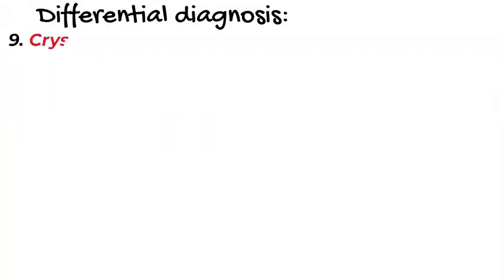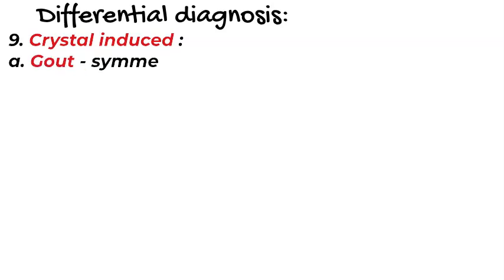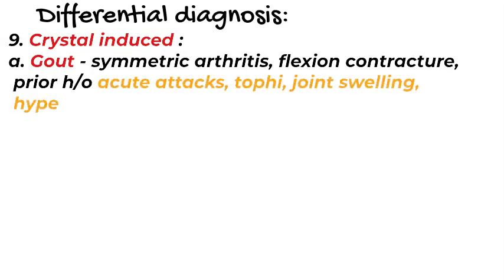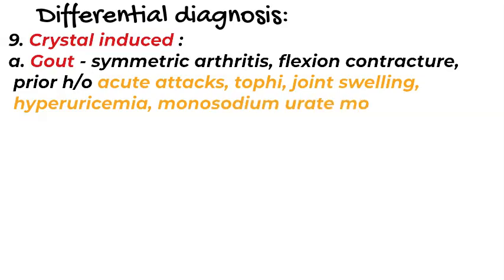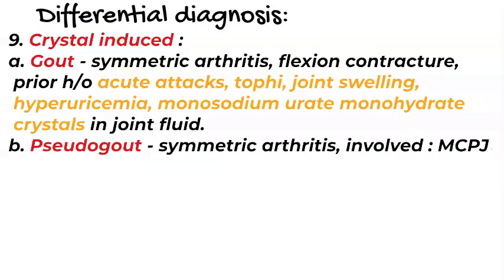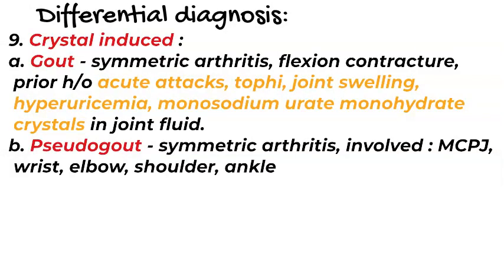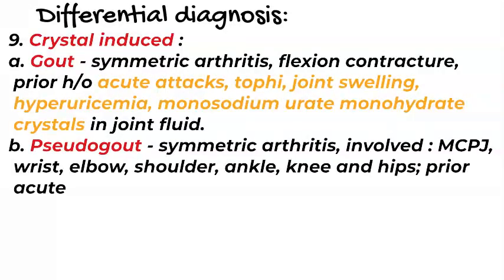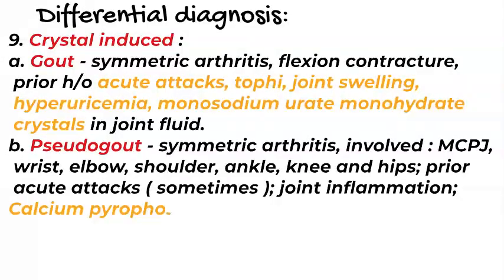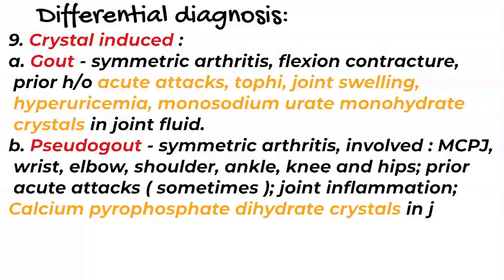Number 9. Crystal induced. A. Gout, symmetric arthritis, flexion contracture, prior history of acute attacks, tophi, joint swelling, hyperuricemia, monosodium urate monohydrate crystal in joint fluid. B. Pseudogout, symmetric arthritis, involves the metacarpophalangeal joint, the wrist, the elbow, the shoulder, the ankle, knee and hips. Prior acute attacks sometimes present, joint inflammation. Calcium pyrophosphate dihydrate crystal in joint fluid.